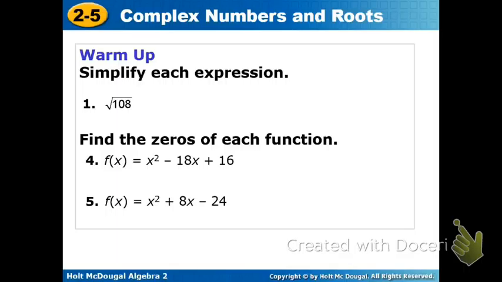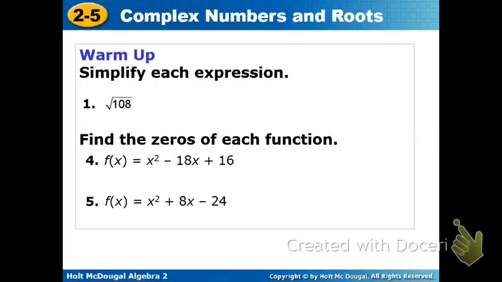But before we jump into that stuff, I want to go ahead and do this warm-up along with you because, one, you have to know how to break down radicals, your square roots, like number 1 on the warm-up. And for number 4 and 5 right there, you have to know how to find the zeros of the function. That's the completing the square portion. Alrighty, so let's go ahead and look at the square root of 108.